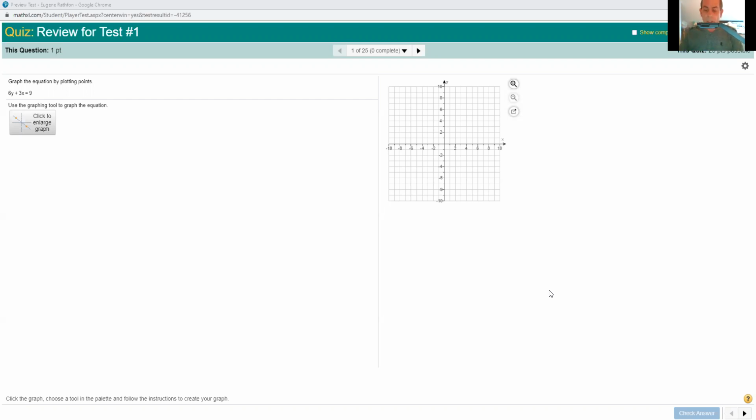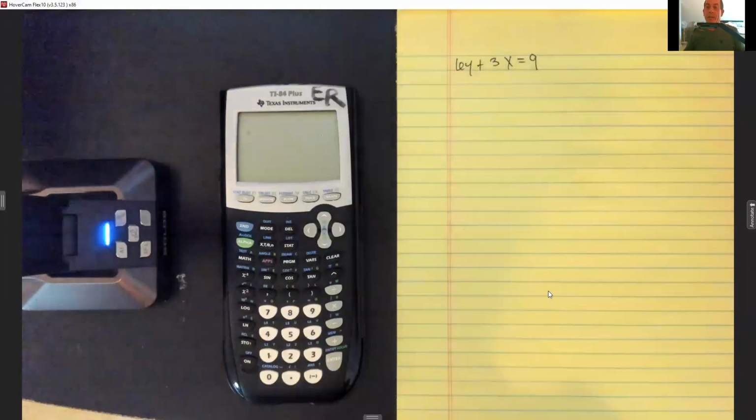So let me see. I'm going to write this problem down. 6y plus 3x equals 9. So I'm going to work this out, and then we'll come back and actually put in our answers. So let me let more people in real quick.